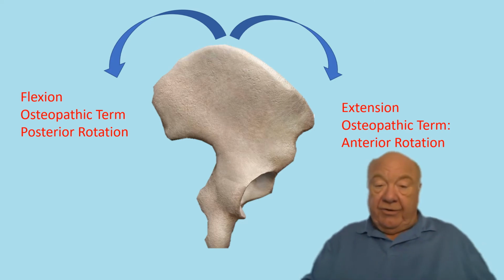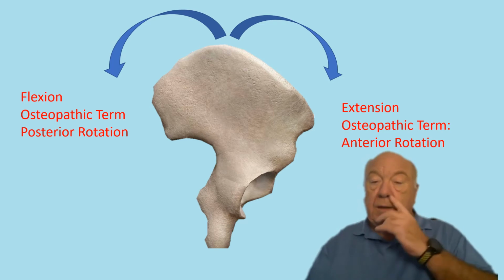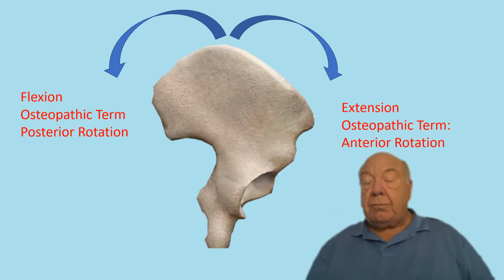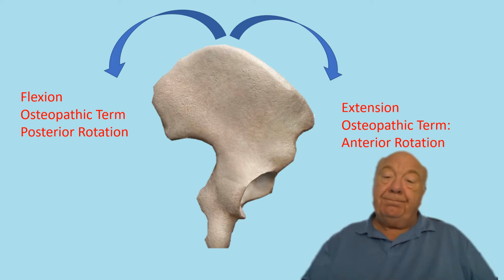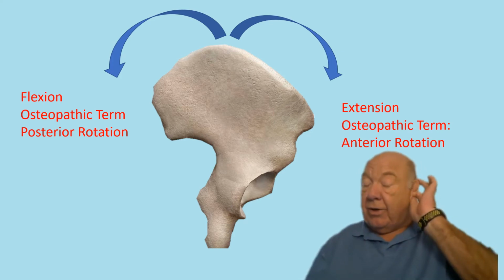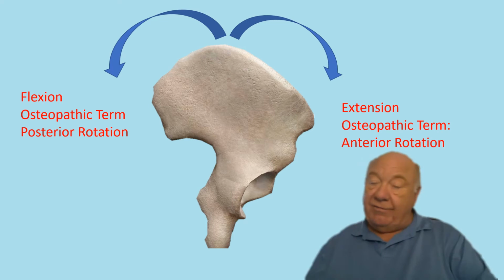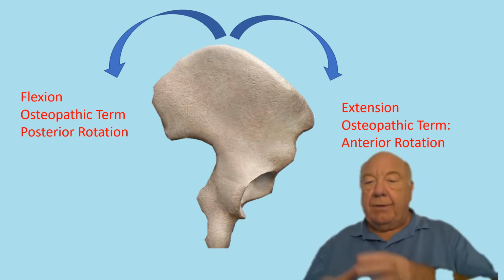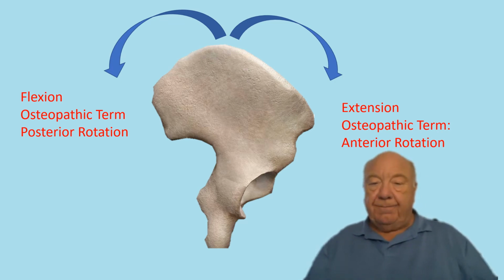And the osteopathic term for that was posterior rotation. Very descriptive, but they're not much use to us when we're talking biomechanics. So just get your head around this, all right? And you will keep on getting it wrong, and you'll have to keep getting it right. And I still say the wrong thing sometimes as well. It's just counterintuitive. So anterior rotation is extension, posterior rotation is flexion.